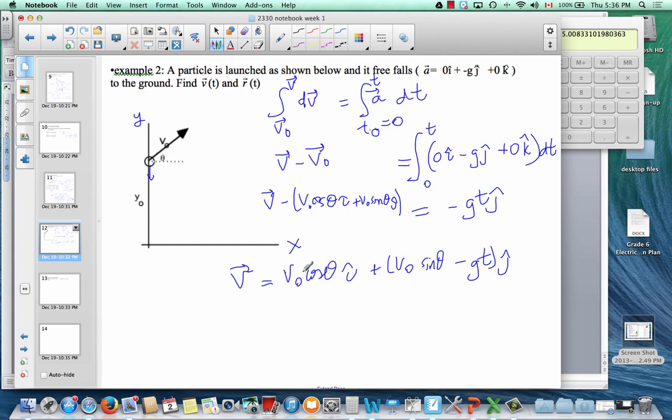Now, if you look at it, this tells us that we have constant x velocity, and it's v cos theta, and then the y velocity is changing at a rate of downwards g. This is, of course, exactly what we would have said in Physics 12.